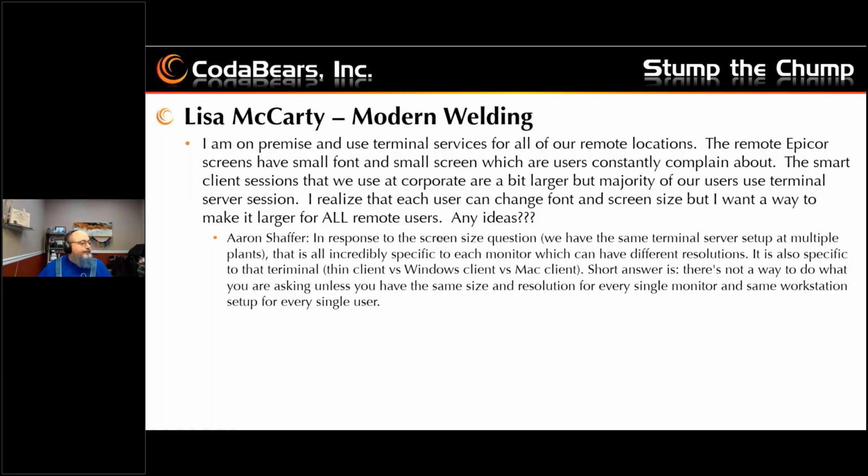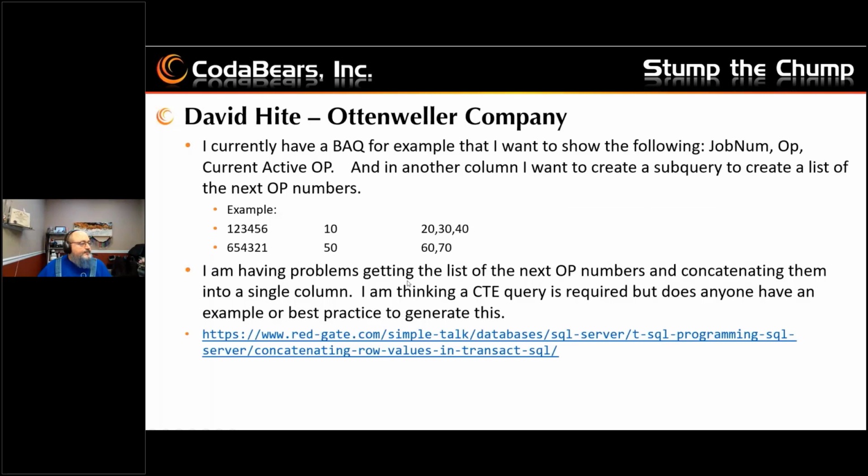Yep. All right. Okay, so David Height, and I have an answer for you, David. Calvin, if you could unmute David, just in case he's got more questions. So David's got a BAQ where he wants to show job num, the current op, and the pending ops. So he's wondering how can he do that with a subquery to find that list of pending ops, but he wants it to be comma separated instead of just a table of items. And he's having a problem getting that. So David, there's this wonderful link out here that I've got for you. And it'll be included in the minutes and stuff.